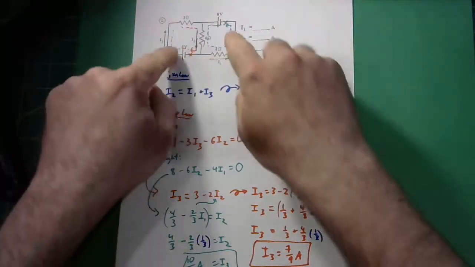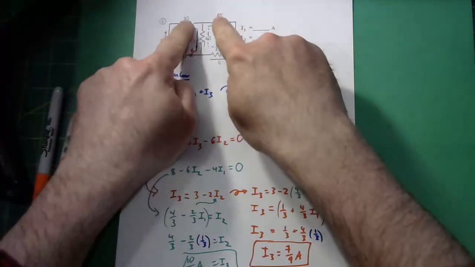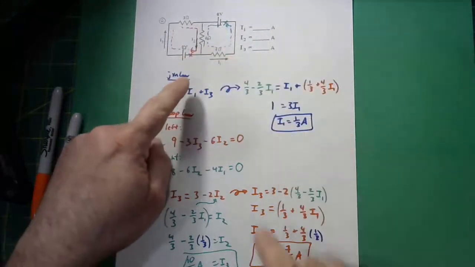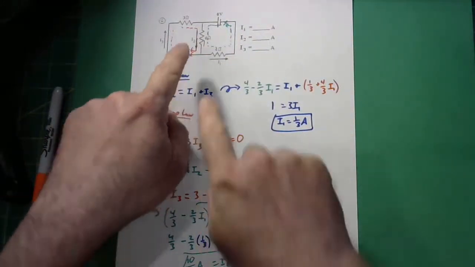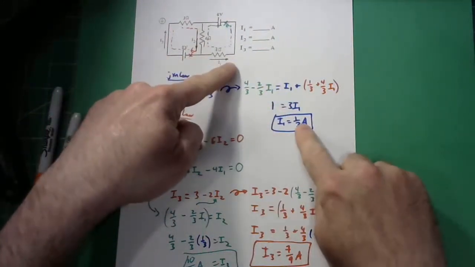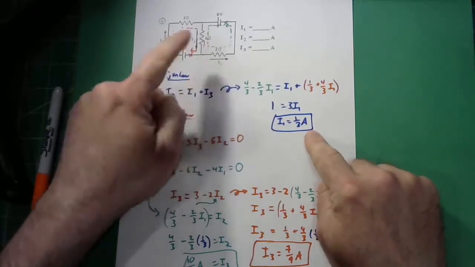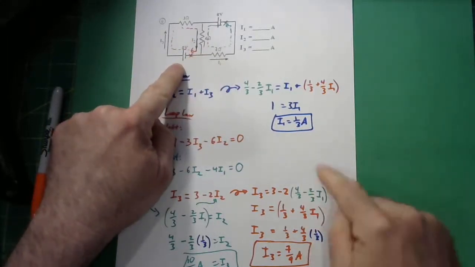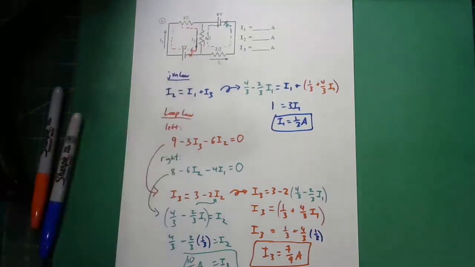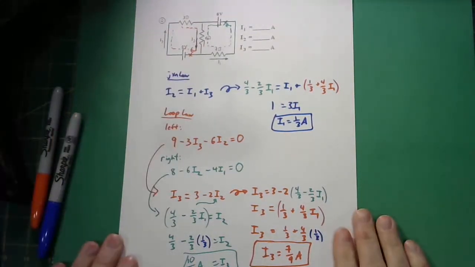And so at this junction, what's happening? Look, I've got coming into the junction I2, that's 10/9. And what comes out? Well, what goes this way? 1/3, that's 3/9. And what goes this way? 7/9. 3/9 and 7/9 is 10/9. It makes sense. And so that's problem 4.